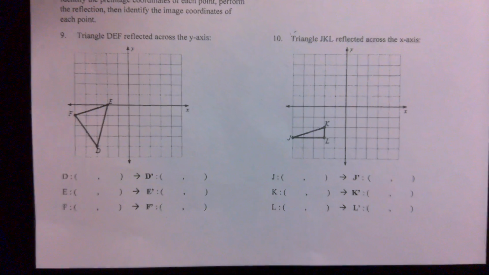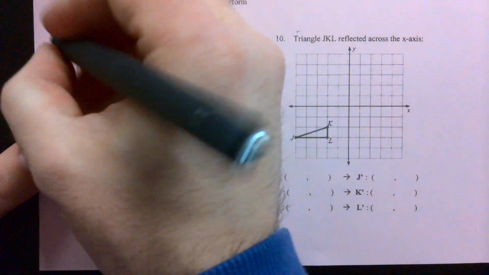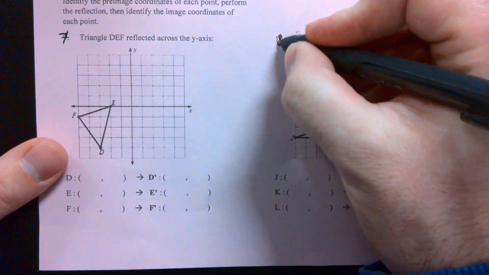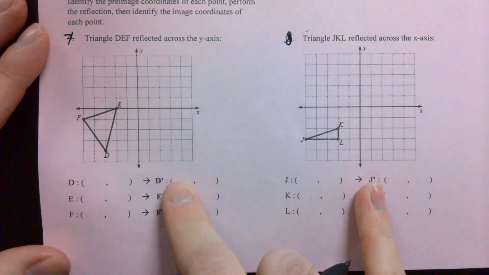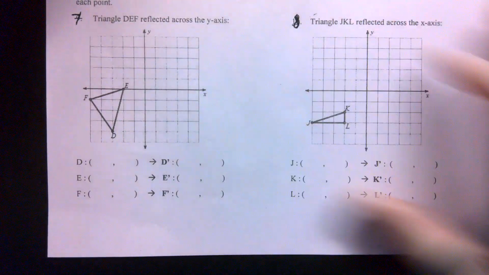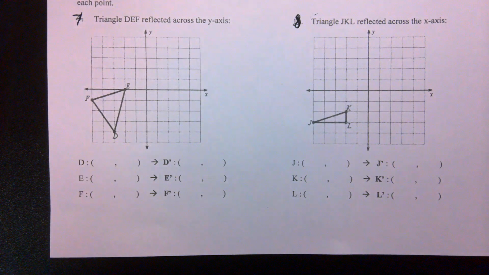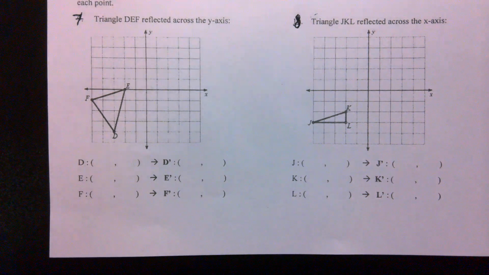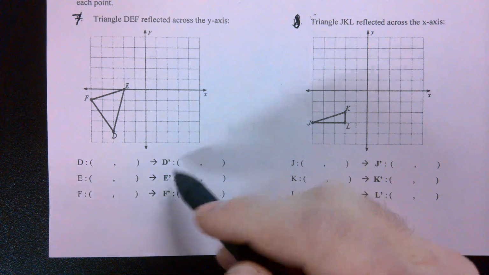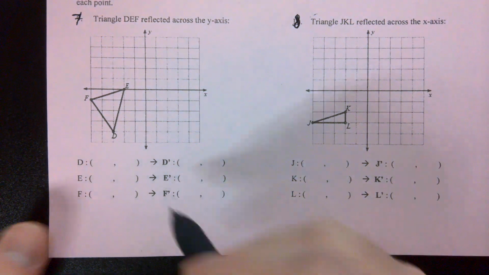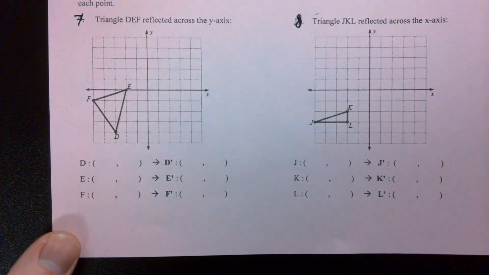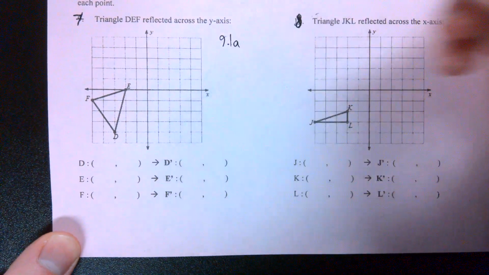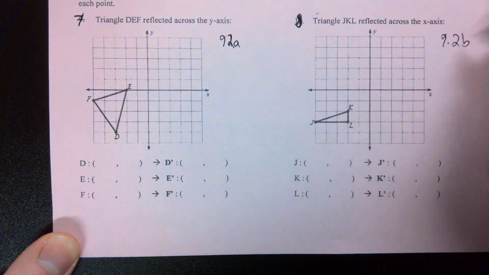Now, with numbers 7 and 8, again, I don't know why they say 9 and 10. They should be 7 and 8. Doesn't really matter though, right? In number 7, now there's 2 ways for us to go about doing these. I'm going to go over both of them because I want you to see both ways. Because when it comes time for our test on this, it does not matter which way you do. Some people are more comfortable using the graph, like 9.2a. Some people are more comfortable using the rule and changing my numbers first, like 9.2b. So this first one, I'm going to use 9.2a. This next one, I'm going to use 9.2b.